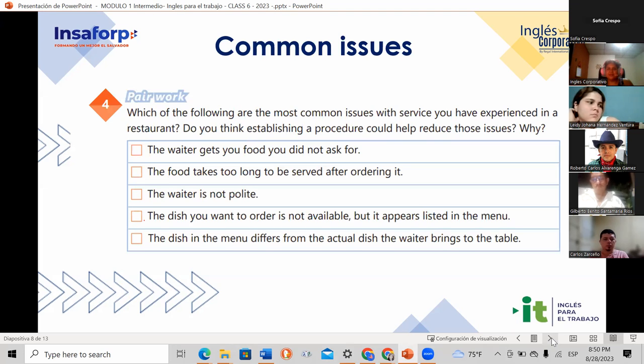Okay. Now, common issues in a restaurant. Which of the following are the most common issues with service you have experienced in a restaurant? Do you think establishing a procedure could help reduce those issues? Why? For example, the waiter gets your food you did not ask for. Have you experienced that in a restaurant? That the waiter goes to your place and serves the food, and that is another order? Yes, it happens. It's a very common mistake or issue.